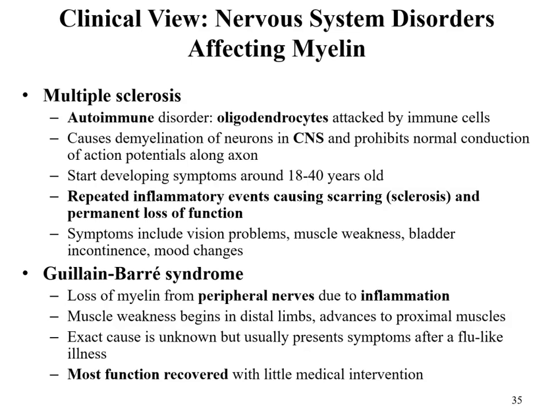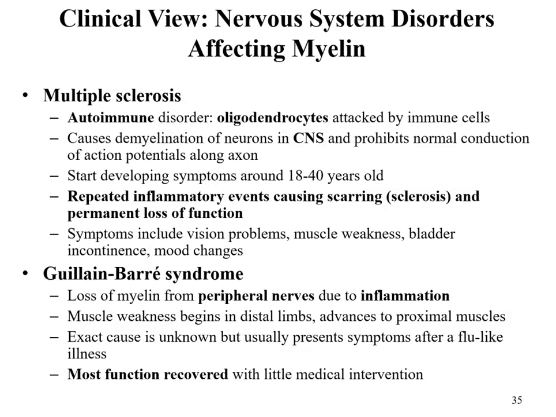Patients normally start developing symptoms around 18 to 40 years of age. What happens is repeated inflammatory events are going to cause scarring or sclerosis and permanent loss of function in these axons. Symptoms are going to include vision problems like blurry vision, muscle weakness, bladder incontinence, and mood changes, okay? So multiple sclerosis can lead to permanent scarring of the axon and permanent loss of function.